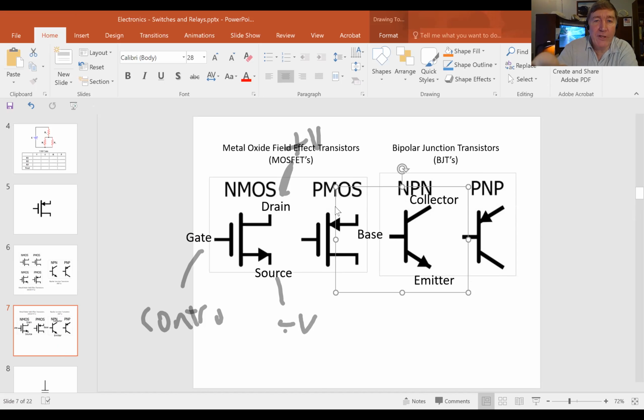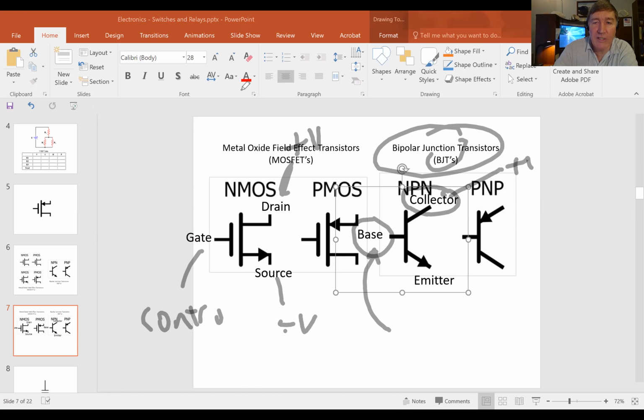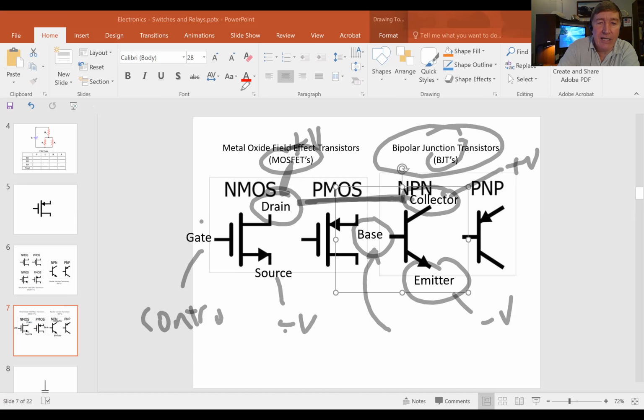Whatever you've got as your control input, if it's a BJT, that control input is always called a base. If it's a BJT, the thing that you connect to the plus voltage is always called a collector, and the thing that you connect up to the minus voltage is always called an emitter. If it's a MOSFET, then instead of calling it a collector, they call it a drain. Instead of calling it a base, they call it a gate. Instead of calling it an emitter, they call it a source.